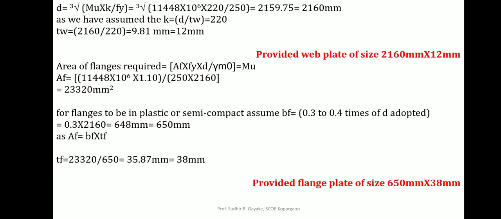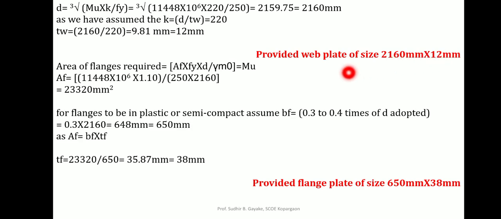In the very first numerical that value was almost equal to 18 mm, then in the next video it was 16, and here the value is 12 mm. So in short, we design a thinner web as the ratio increases. The higher the ratio of D by TW, the lesser is the thickness of web. So here we get a web plate of size 2160 by 12 mm.